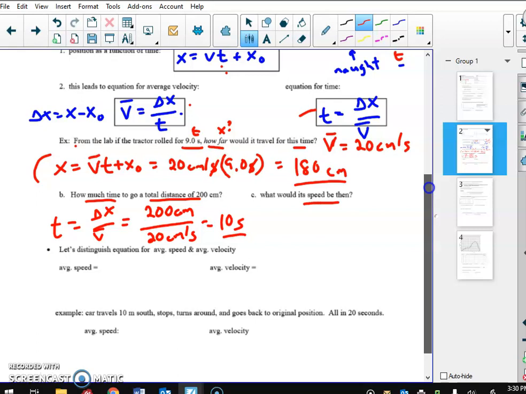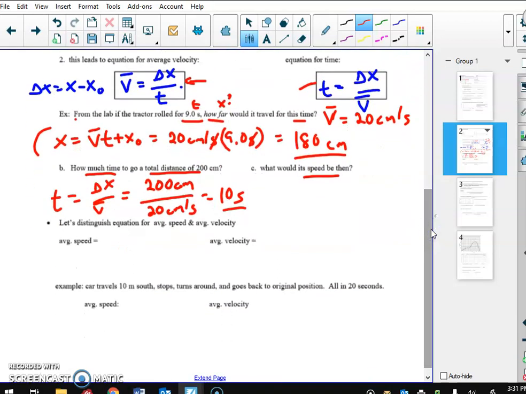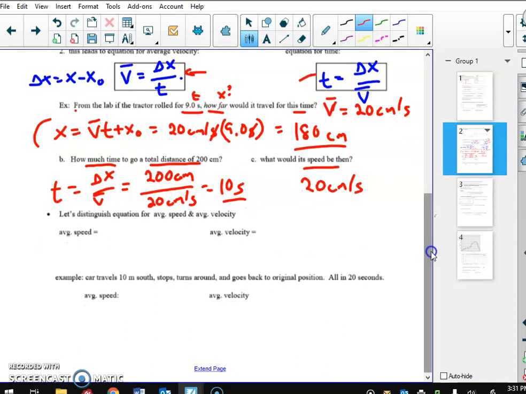Okay, and then what would be its speed then? Well, the temptation is to go with, well, let's calculate speed with this. But we don't have to because we know that it's moving with a graph that looks like that, and the slope is constant, and the slope is the same as speed, so the speed is still going to be 20 centimeters per second.